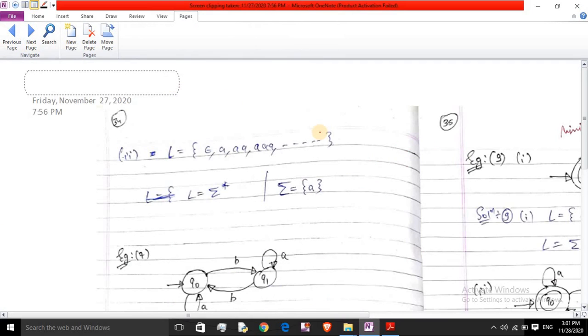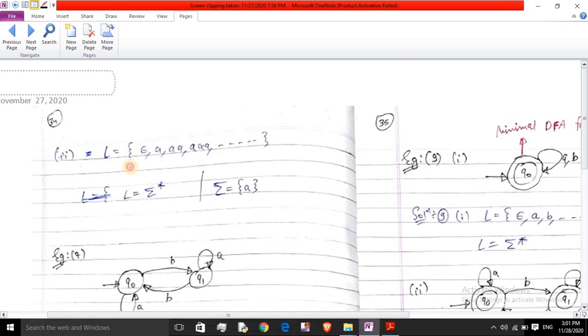Okay, now look at here. I have already told you about it. So this language is equal to the universal language. We can also say it is a universal language because there is only one input alphabet and it contains all the strings, because sigma star contains an empty string, and also all the strings formed using the input alphabet in any order.